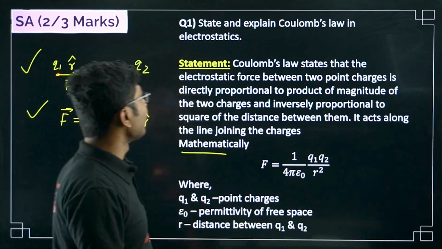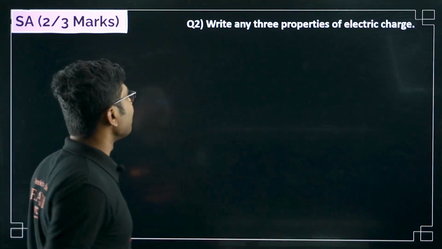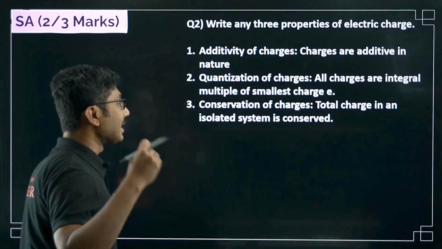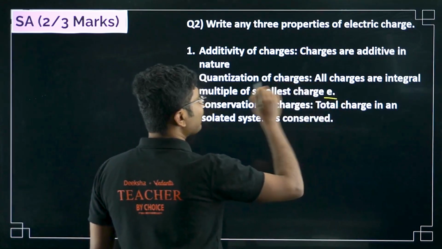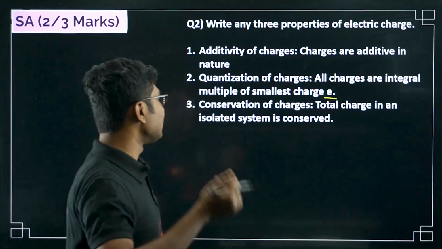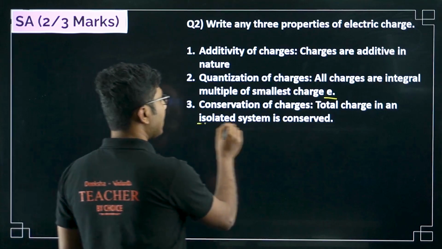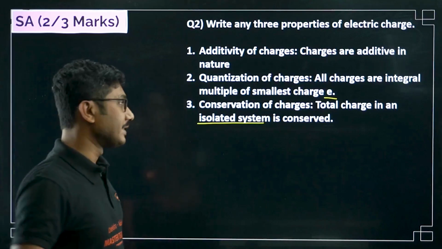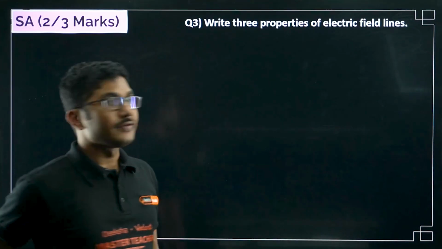So now let's move on to the next question. Write any 3 properties of electric charge. Very important. So additivity: charges are additive in nature. All the charges are integral multiple of smallest charge e, that is called quantization of charge. Conservation of charges: total charge in an isolated system is conserved, okay. So in an isolated system, very important, isolated system must be mentioned, that total charge in an isolated system is conserved or constant. Next question, write 3 properties of electric field lines.